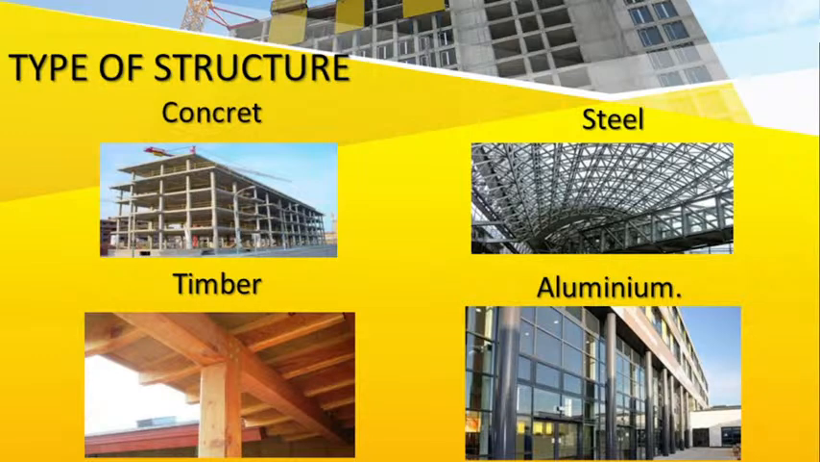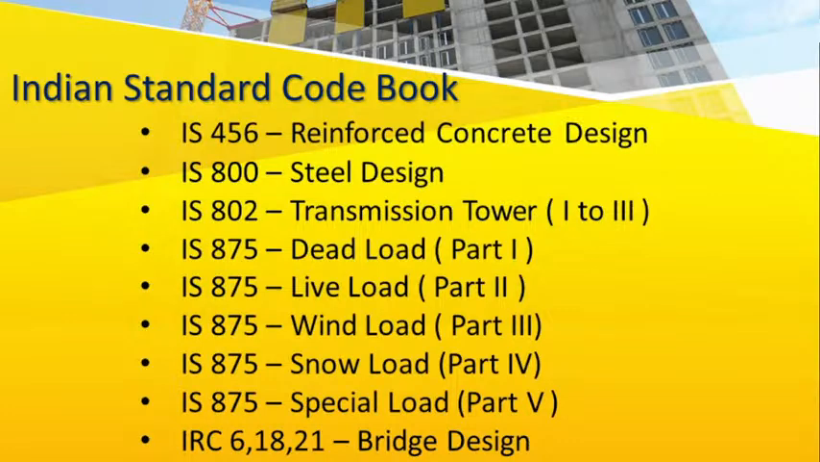We can apply timber design also, and steel, concrete, and aluminium also. These 4 materials will be available in Staad Pro, right? For concrete we use the IS 456 code book. Like that we have code books for Indian standards. For reinforced RCC design we use IS 456. For steel design we use IS 800, and for transmission tower designs IS 802, 1 2 3 parts will be available. And dead load IS 875, live load IS 875, wind load IS 875 part 3.